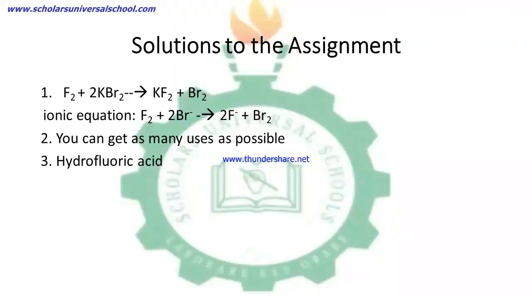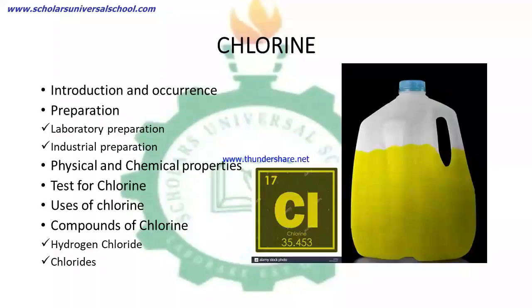In our lecture today, we are discussing chlorine, the second member of the halogen family. Under chlorine, we're going to discuss its occurrence in nature, its laboratory preparation, its industrial preparation, its physical and chemical properties, how chlorine gas can be tested for in the lab, and some important uses of chlorine. Then we're going to take some important compounds of chlorine, which are hydrogen chloride and the chlorides formed by metals.